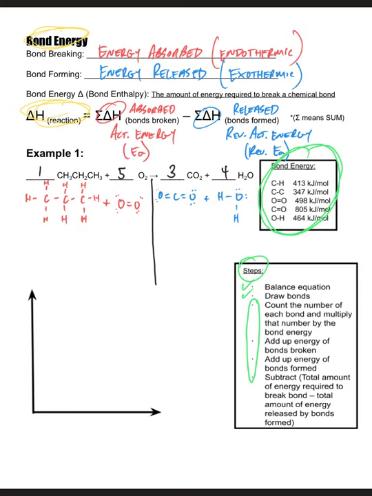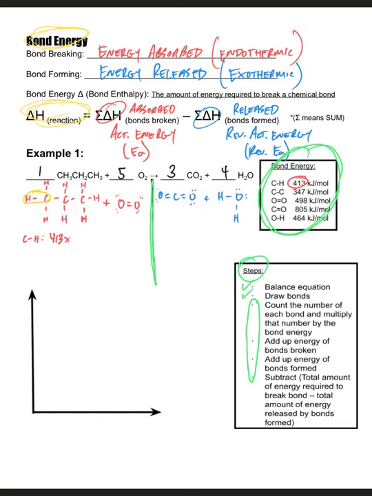Okay, so notice here that I separated the reactants from the products, and that's really important to make sure you do that distinction. I'm going to start with counting the number of each bond and multiplying that number by the bond energy. On this reactant side, I want to look at all the different types of bonds. There's one specific type of bond here that is a carbon bonded to a hydrogen. So I'm going to write here carbon bonded to hydrogen, and the amount of energy required to break that bond is 413 kilojoules per mole.